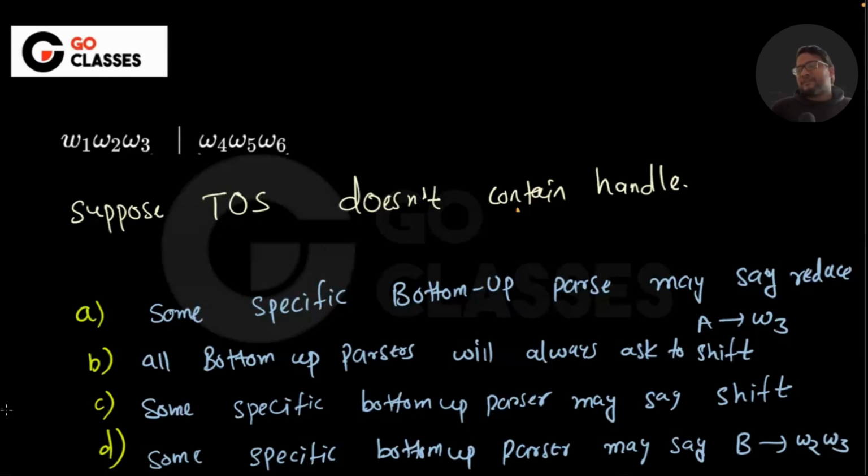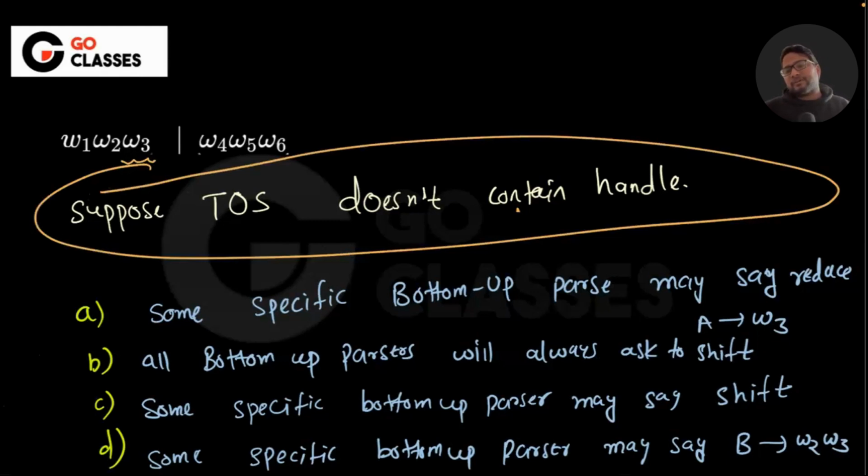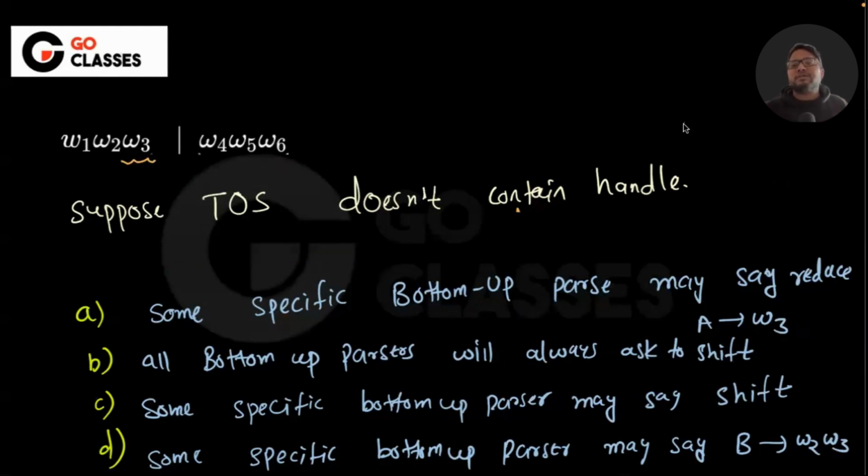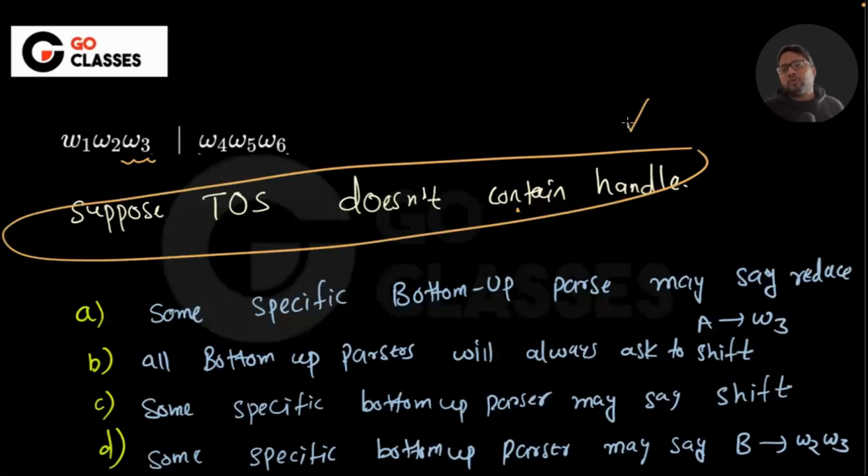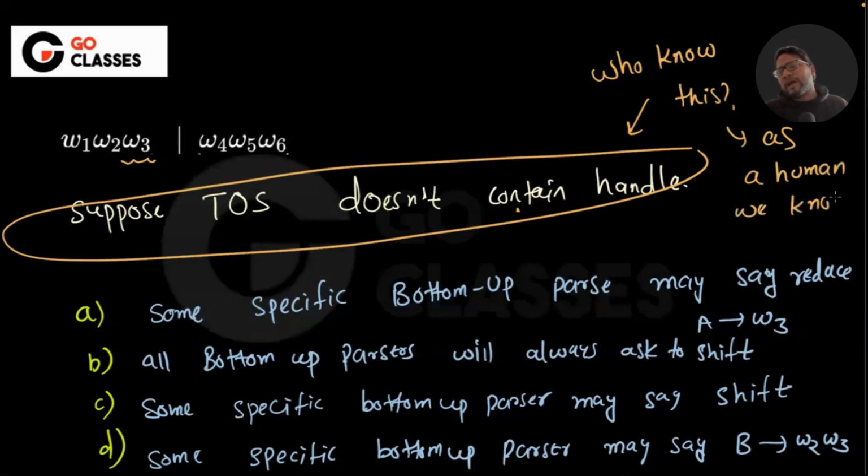No, it can say that. That's the problem with the parser, right? If it is a bad parser, it can say reduce it, although in reality it's not the handle. See, that's what you need to understand. Ultimately, the problem here is that the parser doesn't know whether it is a handle or not. This is the ideal case: the top of the stack doesn't contain the handle. Who knows this? Does the parser really know this? As a human, we know. The parser doesn't know.